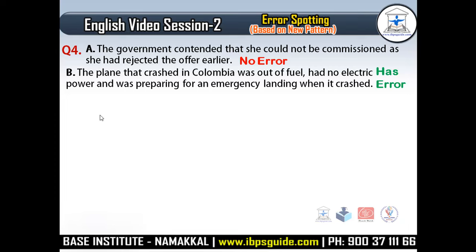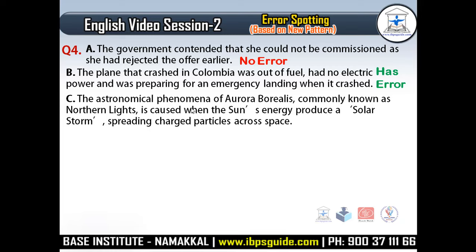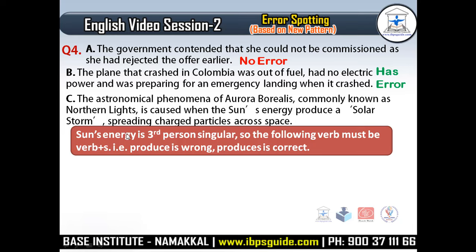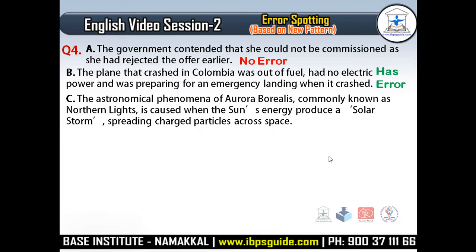Okay. Third statement: The astronomical phenomena of aurora borealis, commonly known as northern lights, is caused when the sun's energy produce a solar storm spreading charged particles across space. Sun's energy is third person singular. So the following verb must be in verb plus s form. So produce is wrong, produces is the correct verb in that place. So third statement is also having error.